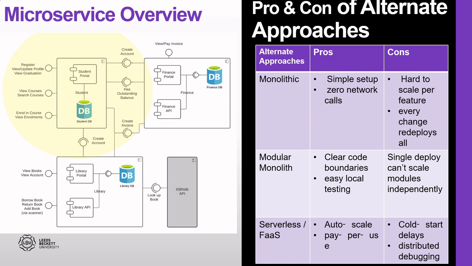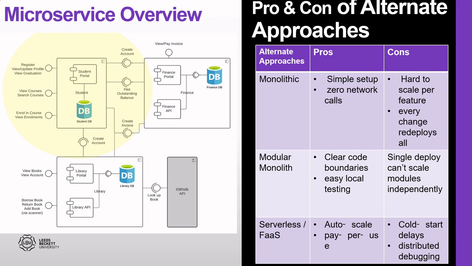Another one under monolith is the modular monolith. Yes, it has clear code boundaries. However, it has the same problems as a normal monolith. It's a single process and it has coarse scaling. It has easy local testing. However, because it has the same problem as the monolith, you can only do single deploys, and you can't scale the modules independently.